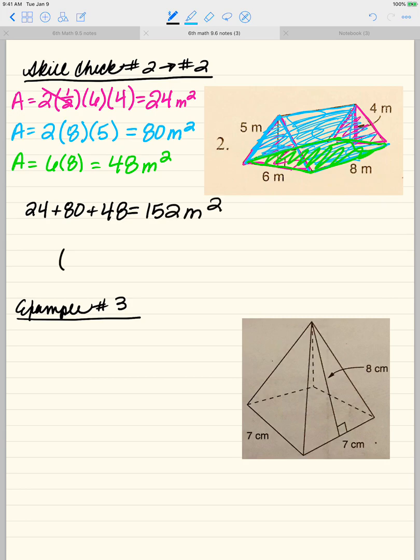I would like you to challenge yourself to do number 1 in box skill check number 2, and the answer to that one, just so you know, is 324 centimeters squared.